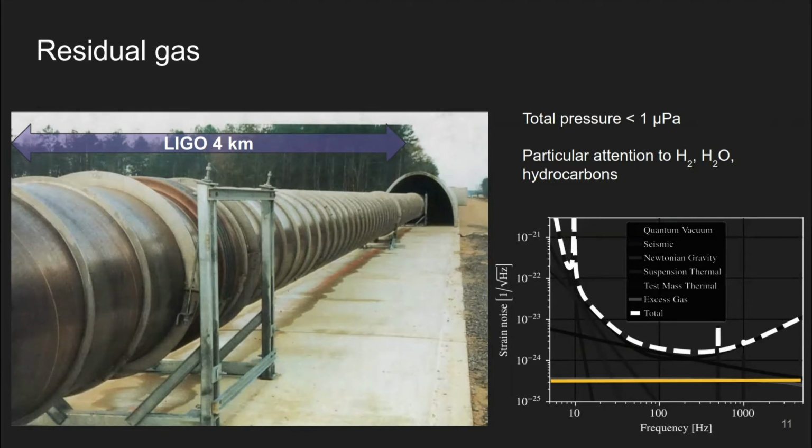So we have to evacuate this to what we call ultra high vacuum, so down to less than a micropascal, and really have to pay attention to particular species like water, for example, that on their own would take forever to desorb from the surface. So anyway, there's a whole science behind the vacuum system, even though people sometimes take it for granted. And the end result, as I've shown in the plot, is that we are able to get the optical path length fluctuation from residual gas down to the level where it's not significantly impacting the overall noise of the detector.